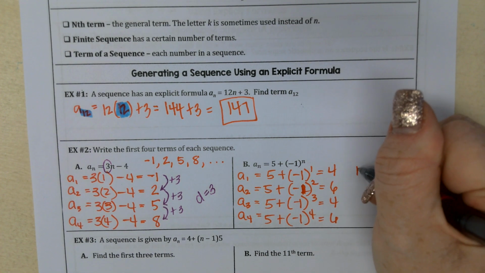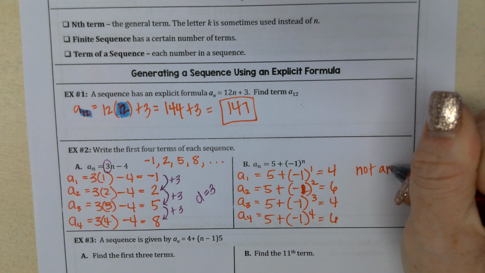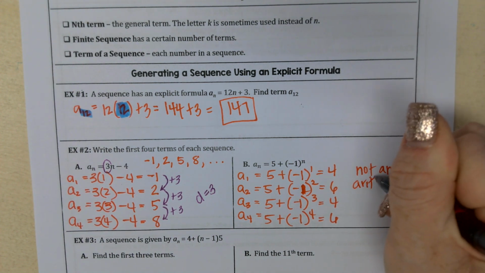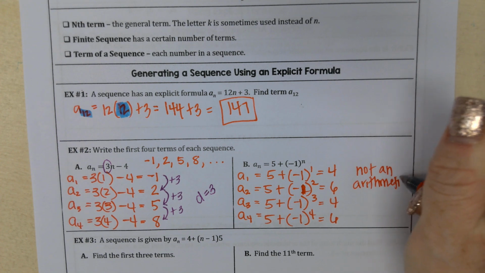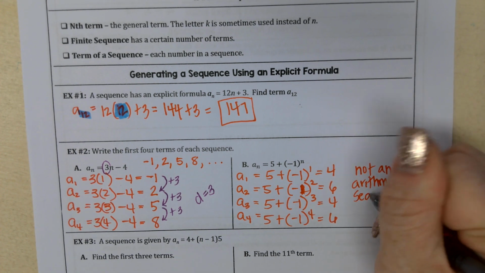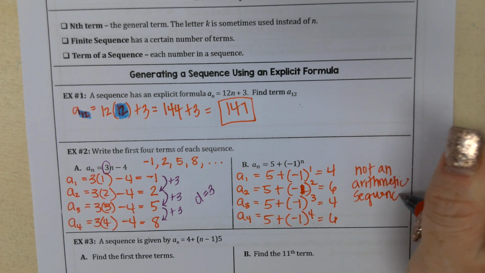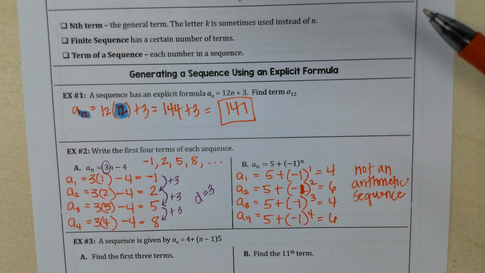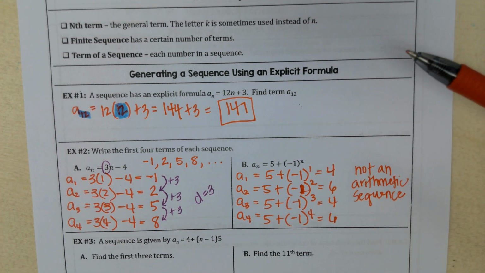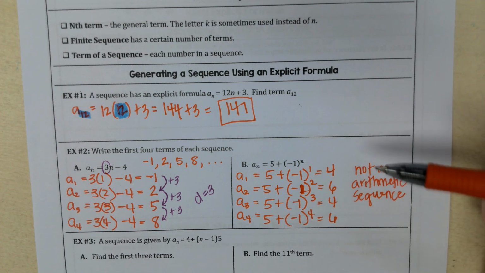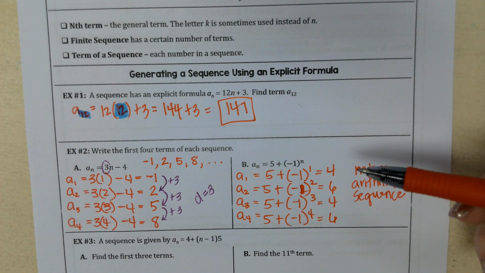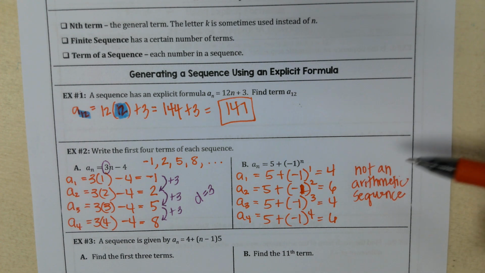Okay? This right here is not an arithmetic sequence. Why would I say that? You're not adding the same thing over and over again. Yes, it is like a pattern. We see that there's some repeat happening, but I'm not adding the same thing every time, okay? So that is not an arithmetic sequence. There is no common difference. Okay?